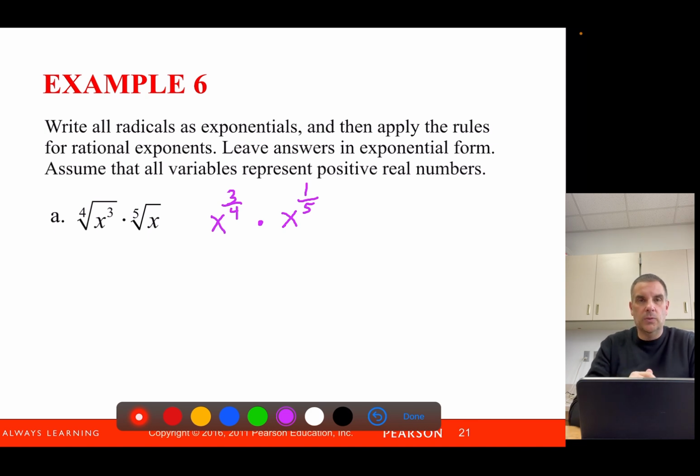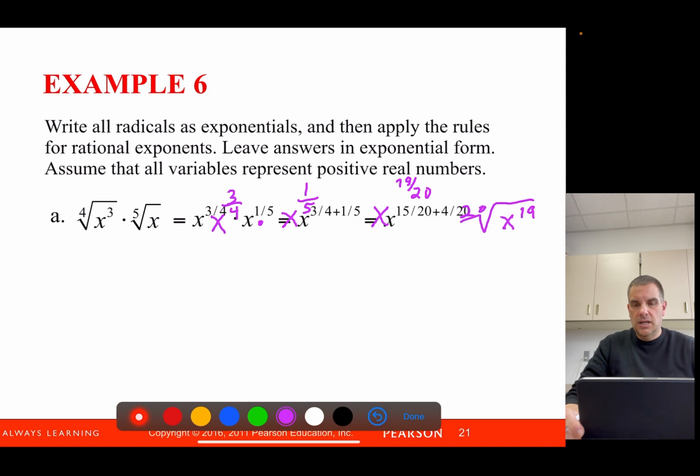Now we can apply the rule. When you multiply with the same base, you add. So we go 3/4 plus 1/5. That's 19/20. So our solution here is x to the 19/20, which if we wanted to put it back into how they did it, would be the 20th root of x to the 19th. Those things are the same thing. Okay, that's exactly what we got.